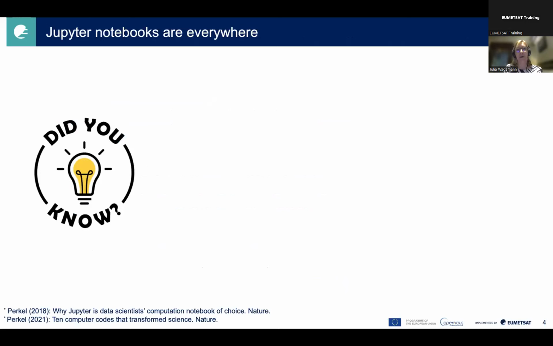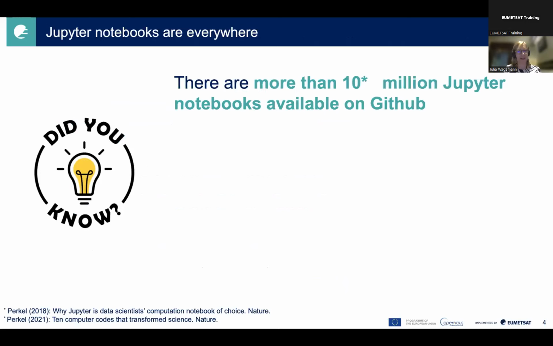Jupyter notebooks became, we can say, the default notebook for sharing and developing data science workflows in the past 10 years. There is a paper, and I also linked these papers here below. There's a paper from 2018 and again one from 2021 in Nature, which explain more about who is using Jupyter, and the paper from 2021 even identified Jupyter notebooks as one of the 10 computer codes that transformed science.